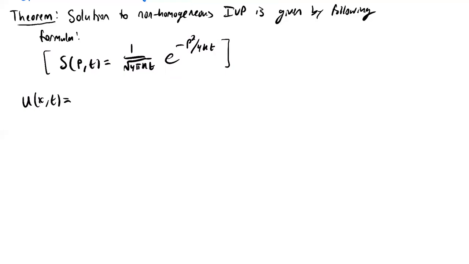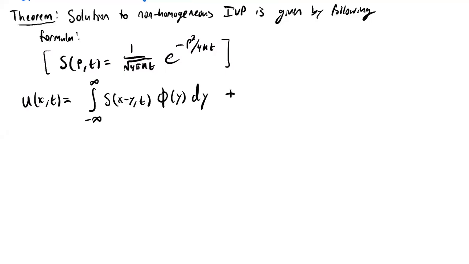And so it turns out the solution is given by the integral from minus infinity to infinity of the source function at x minus y comma t times the initial condition, which is phi of y, dy. And so if you'll recall, that's exactly the solution formula we had for the homogeneous problem. And so it turns out that you just have to add on one extra term.